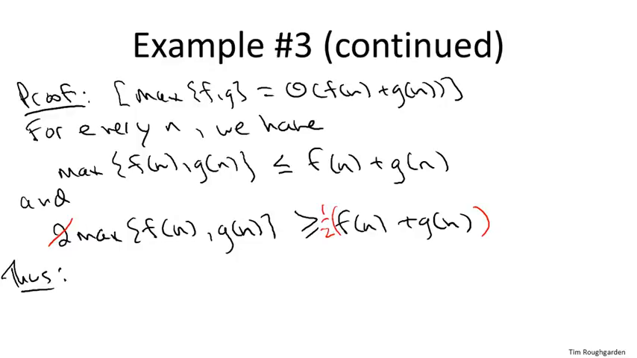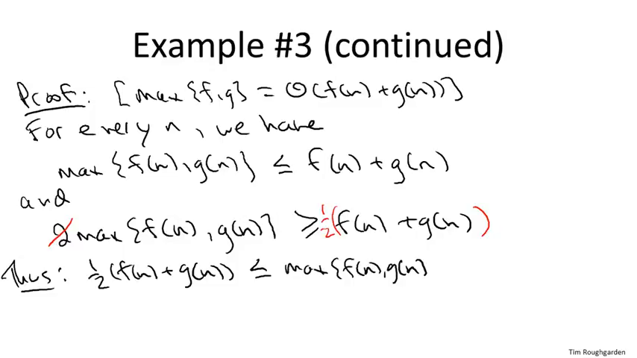And now we're pretty much home free. So what does this say? This says that for every possible n, the maximum is wedged between suitable multiples of the sum. So 1/2 times f of n plus g of n is a lower bound on the maximum. This is just the second inequality that we derived. And by the first inequality, that's bounded above by 1 times the sum. And this holds no matter what n is, any n at least 1.